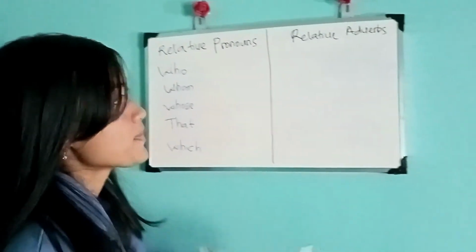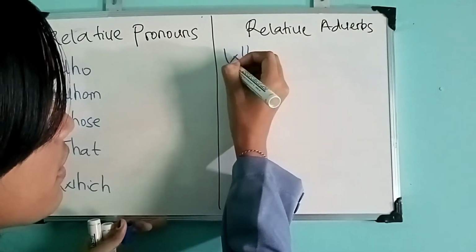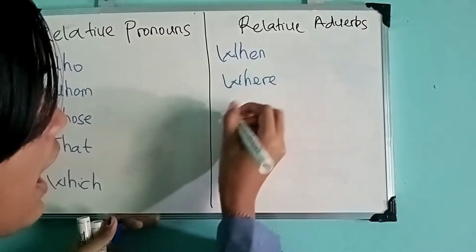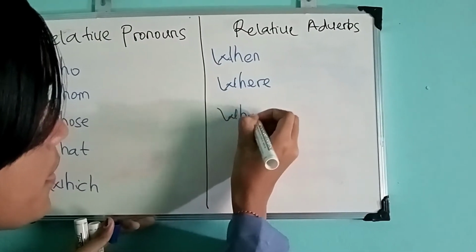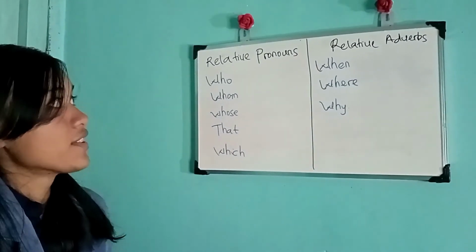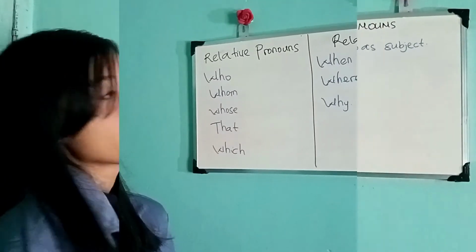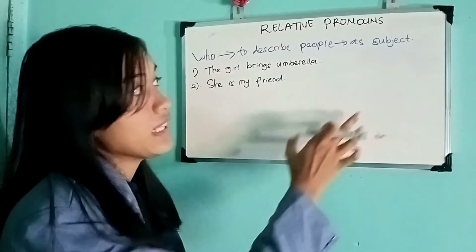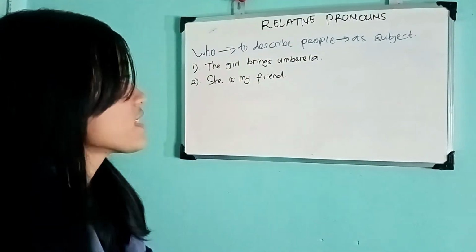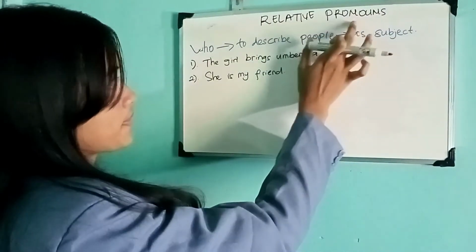But relative adverbs, there are when, where, and why. Let's talk about relative pronouns one by one. Relative pronoun who is used to describe people as the subject. We have two sentences and we can combine them into one sentence by using the relative pronoun who.